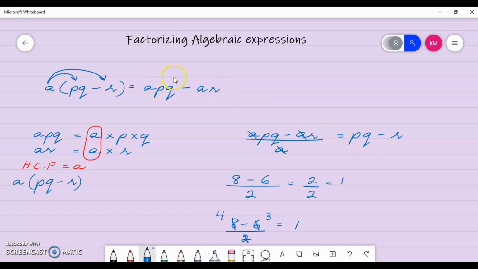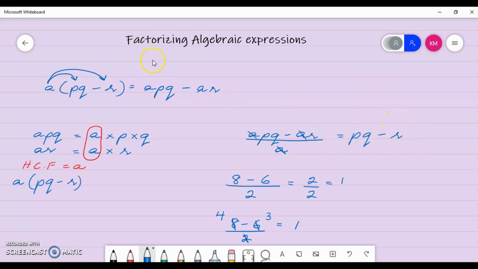Remember, our aim was to take that expression on the right hand side and get back that expression that we started off with. So we started with this side here. We found our HCF. Our HCF was A. We divided throughout by A and that gave us this factor here.